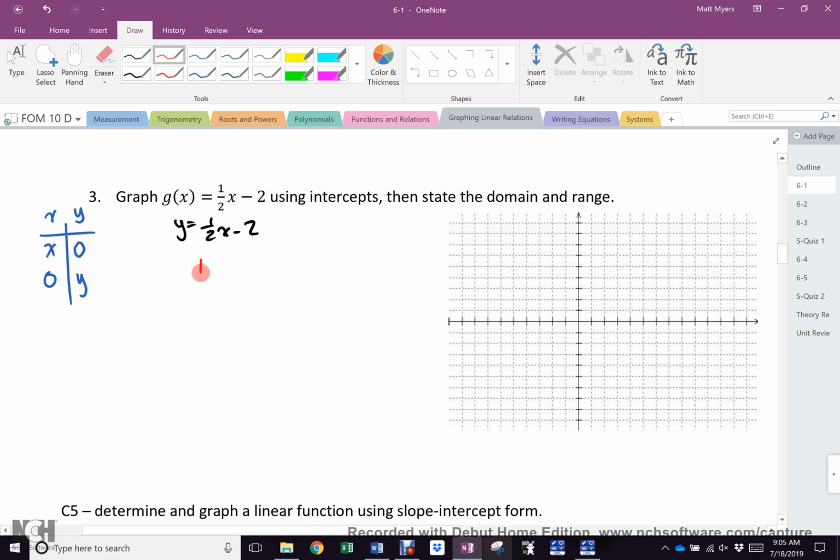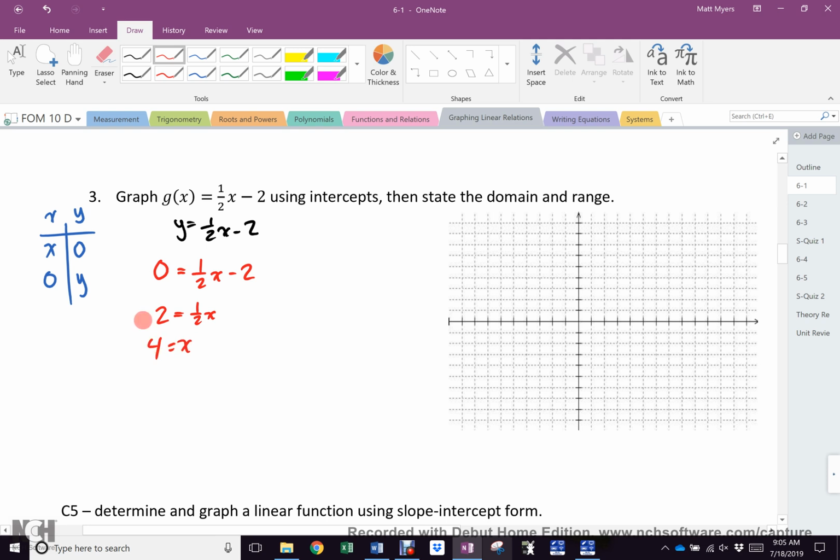X. So I have 1/2 x minus 2. And what does that equal? 0, because y is 0. Then I do math. 2 equals 1/2 x. X equals what? What does x equal? How do I get rid of divide by 2? Multiply by 2. So what does x equal? 4.